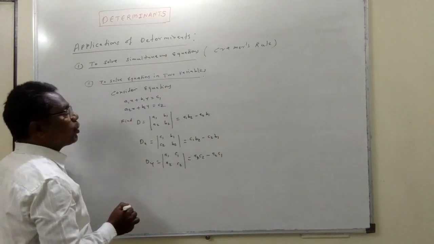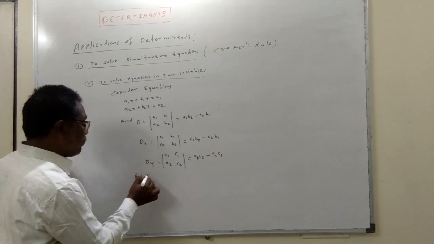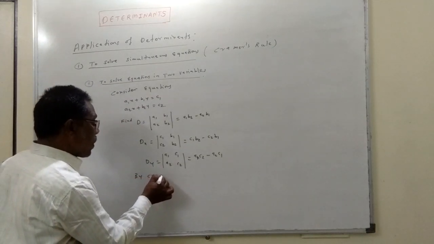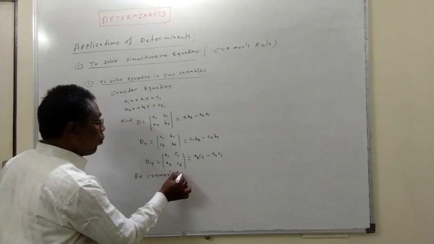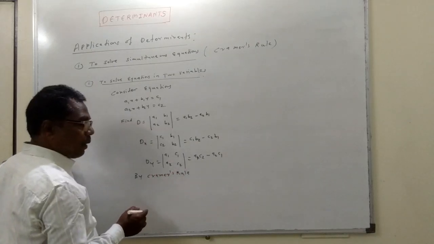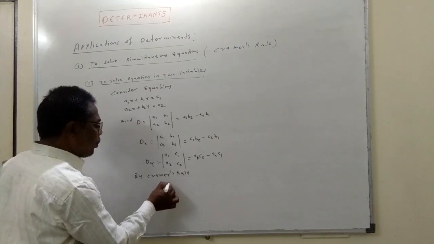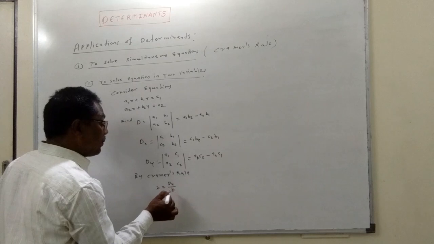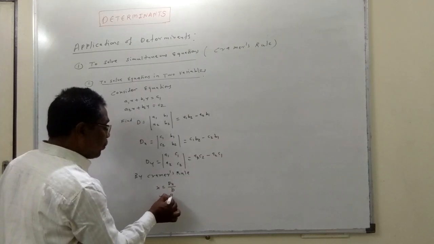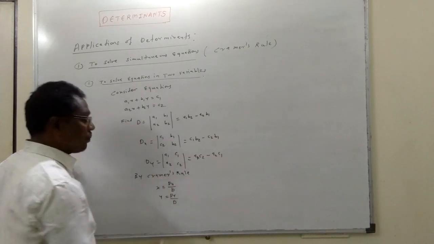Now what does Cramer's rule state? By Cramer's rule, x is equal to dx upon d, y is equal to dy upon d.